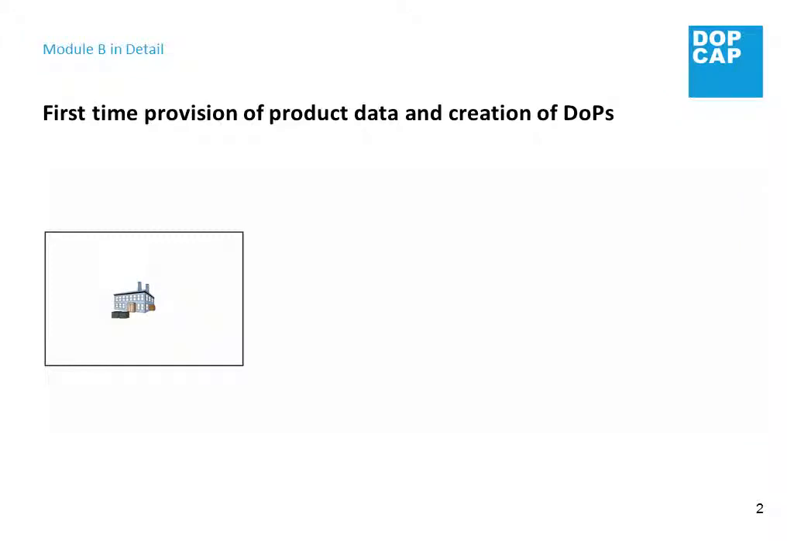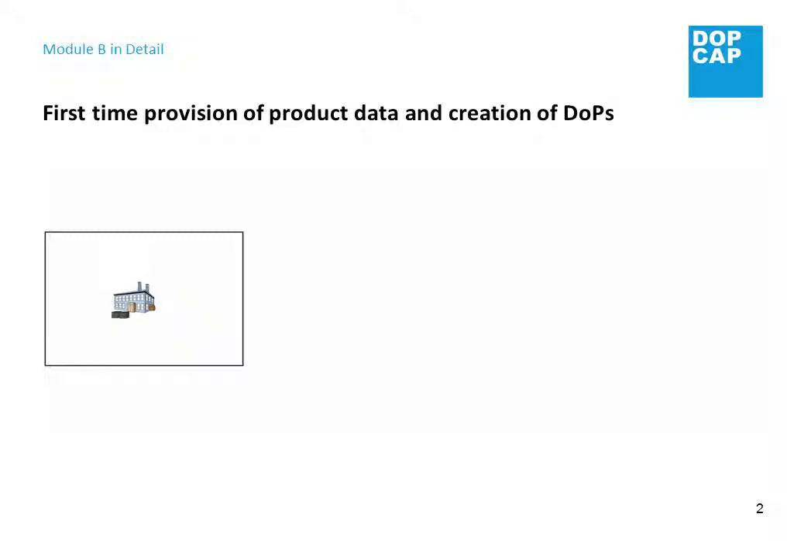Module B is the module which requires most explanations, and I will try to explain how it works, starting with the first-time provision of product data and creation of DOPs, then follow on to how things will be handled once this first-time provision has been done.